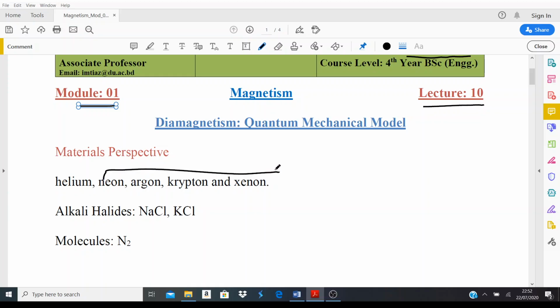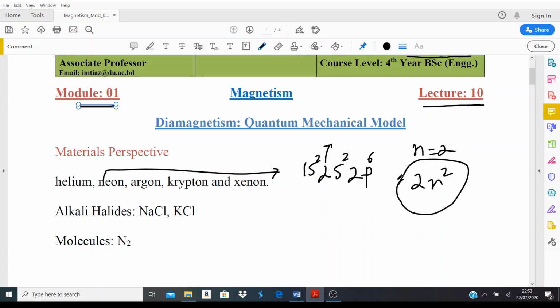So for example, if you recall from your first year chemistry, neon has the electronic structure 1s2, 2s2, then 2p6, right? And the outermost shell is this 2. So for neon we have n equal to 2, and we have 8 electrons in the outermost shell, and it obeys this 2n square law. So that's the meaning of the closed shell structure.